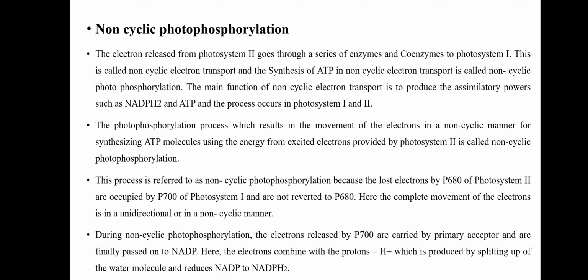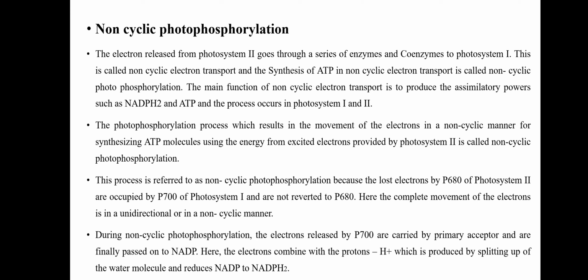What is the main function of this non-cyclic photophosphorylation? To produce assimilatory power like NADPH2 and ATP. But in case of cyclic photophosphorylation, only ATPs are formed. No NADPH2 formation occurs in cyclic photophosphorylation. But in case of non-cyclic photophosphorylation, both assimilatory powers, that is ATP and NADPH2, are released.